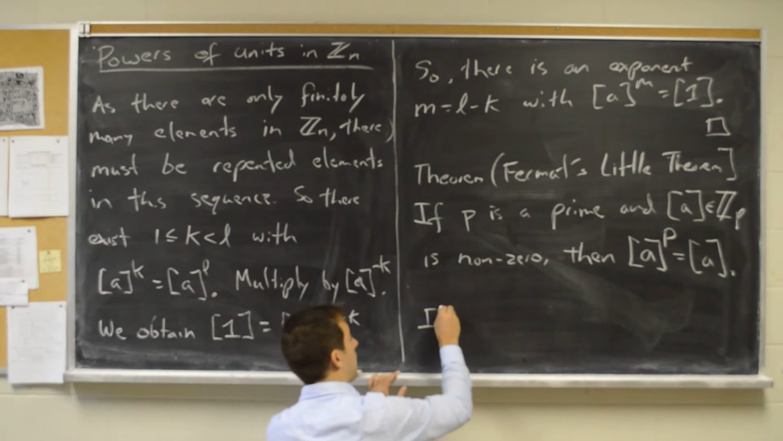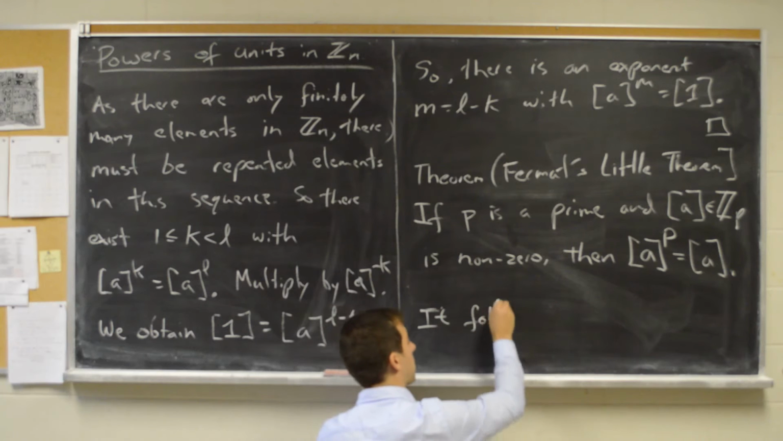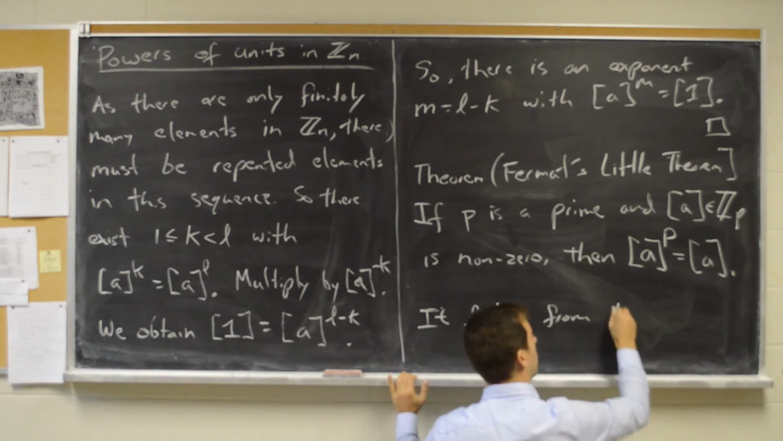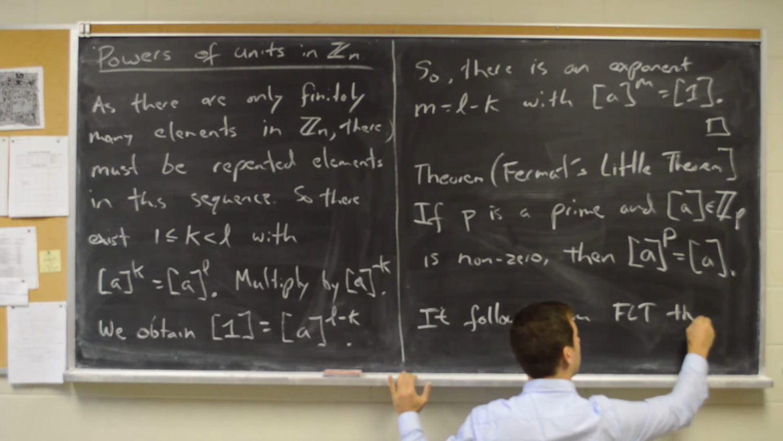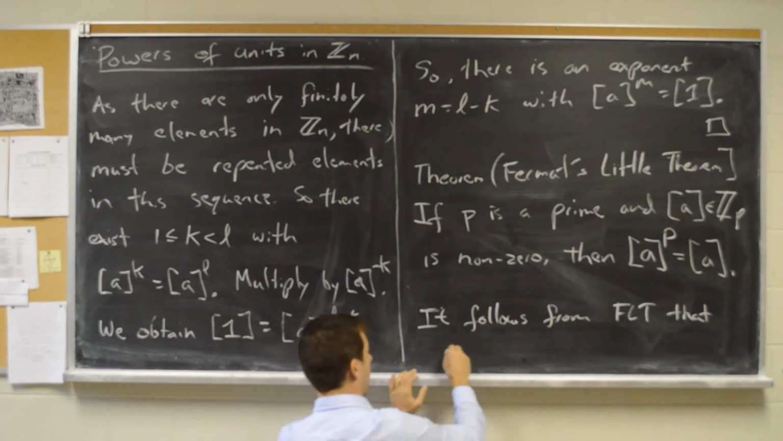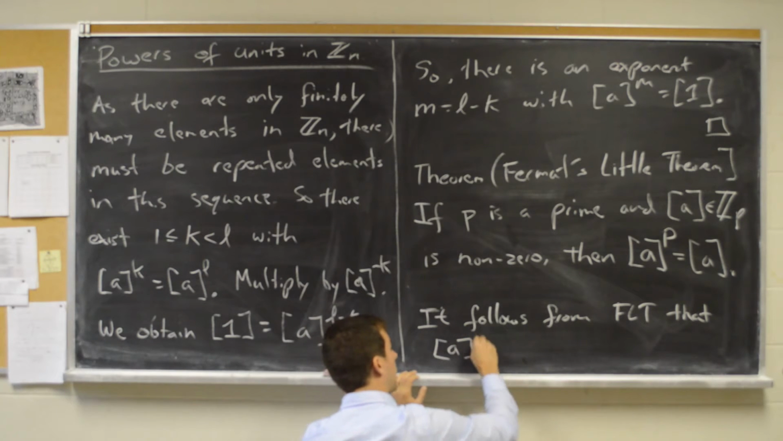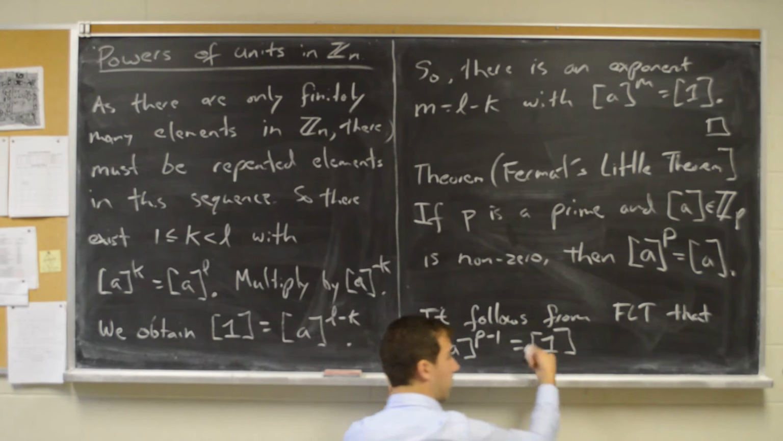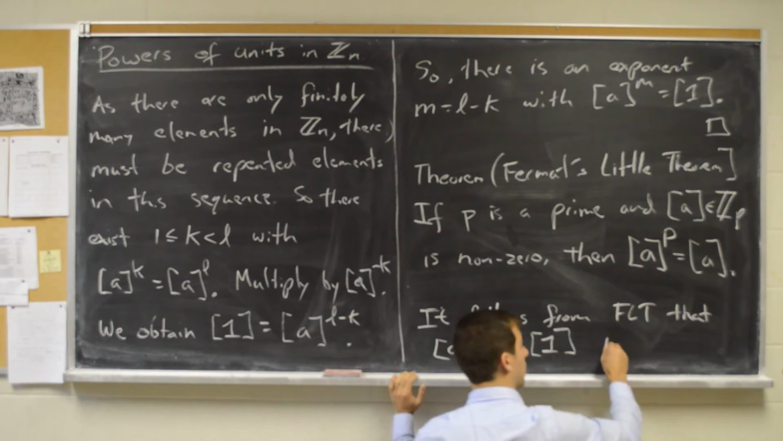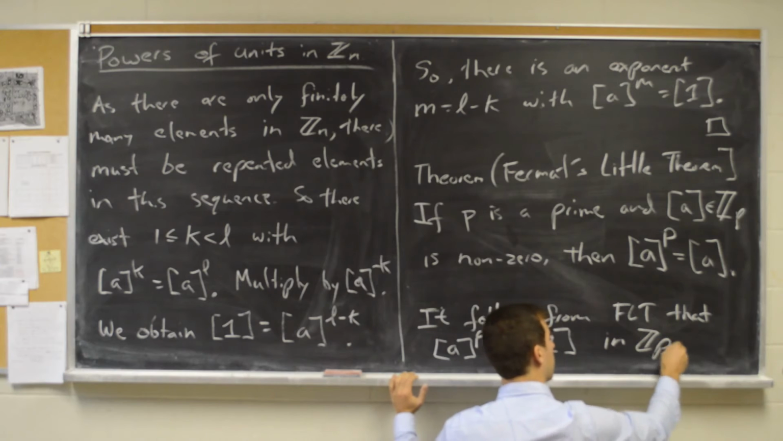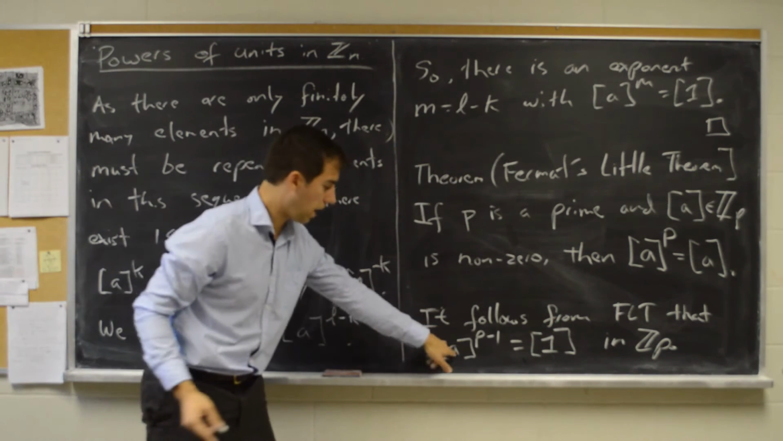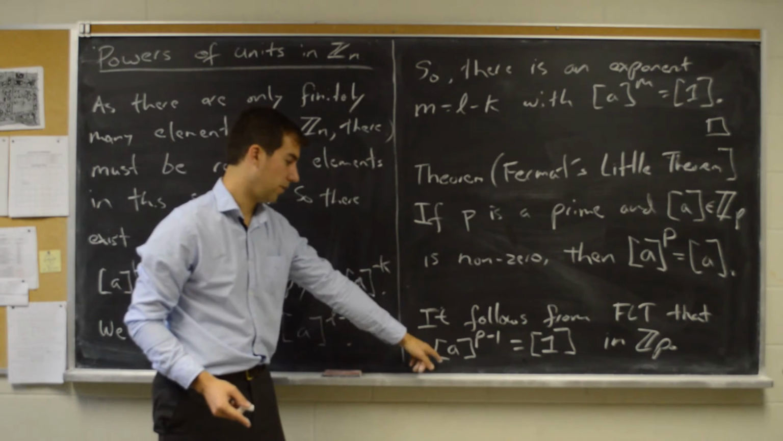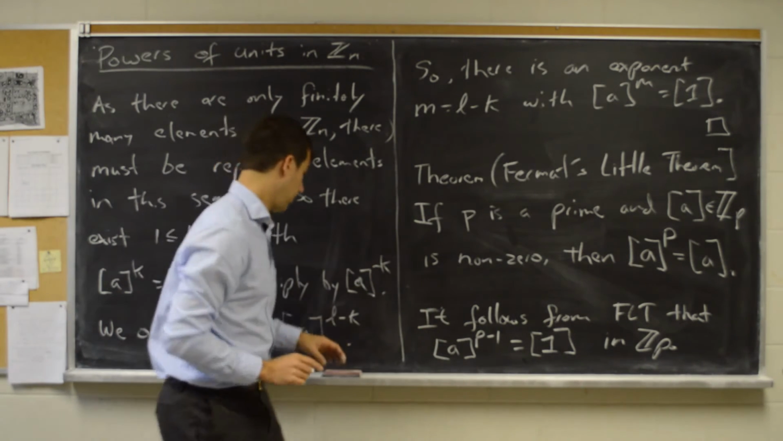So it follows from Fermat's little theorem that a to the p minus 1 is the congruence class of 1 in Z_p. So that answers the question that we were asking: what power can we put on an element to give us 1? And notice this doesn't depend on what a is. This happens for all elements for the exact same exponent.